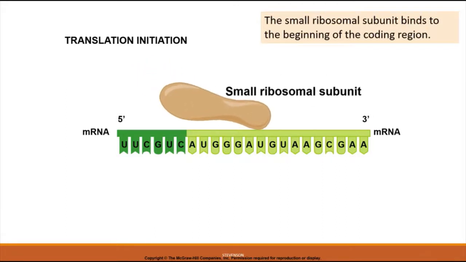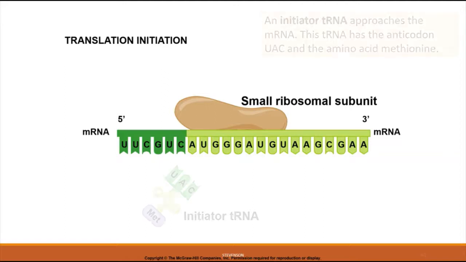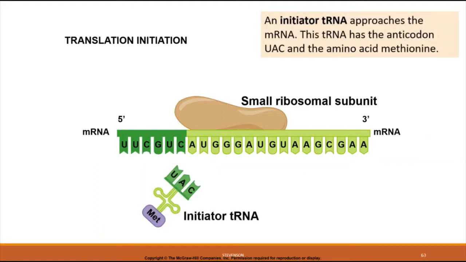The small ribosomal subunit enters first, and then before the other part of the ribosome comes in, the first tRNA enters the scene. The first tRNA is called the initiator tRNA, and the initiator tRNA is always carrying the anticodon UAC, which matches up with the start codon AUG. The tRNA is also always carrying the amino acid methionine, which is what the start codon codes for.